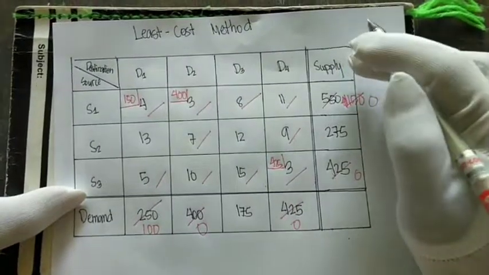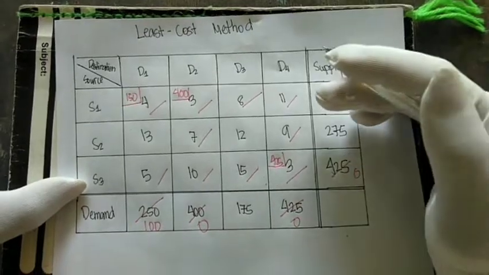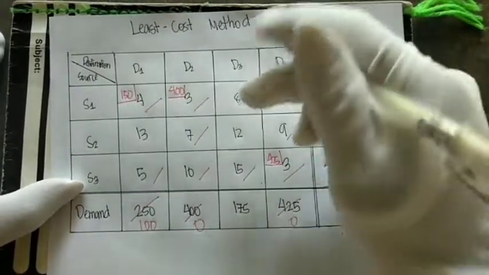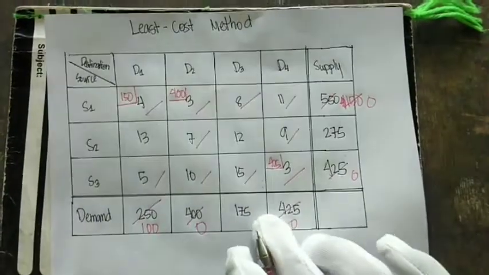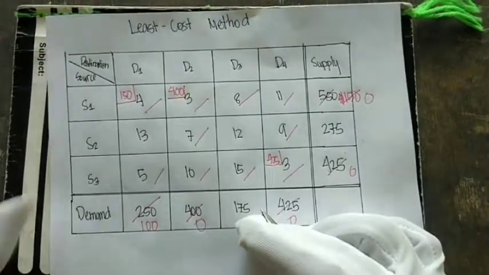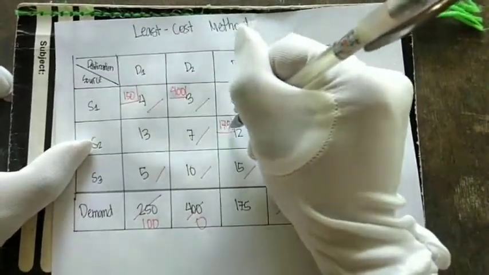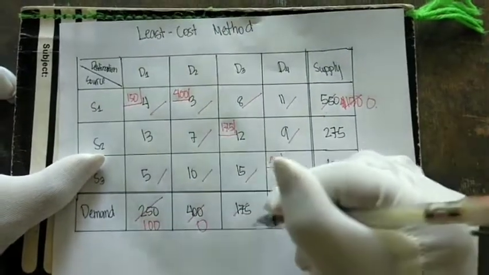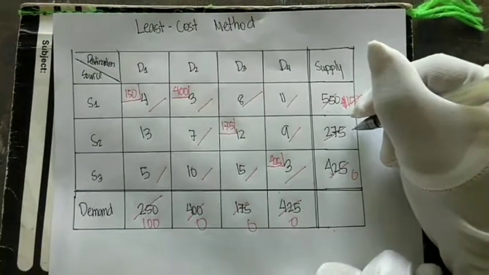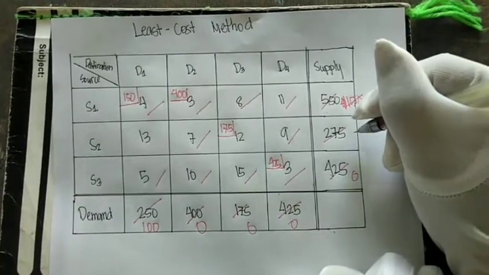Next we will find the next least value. Since our least value is 12, we will be in this area. This supply is 275 and the demand is 175. So we will copy the 175 in this cell. Cancel this 175 and subtract 175 from 275, so it will remain 100.